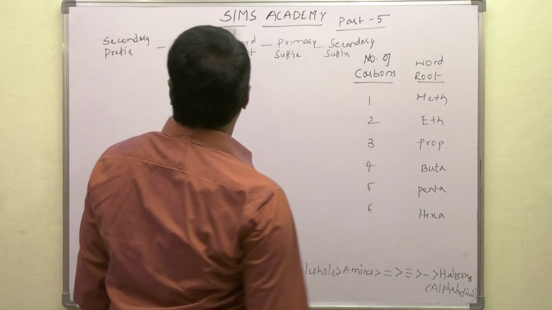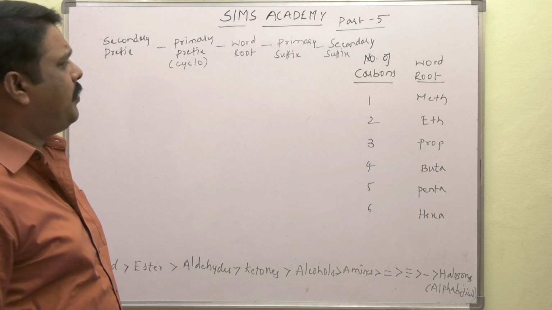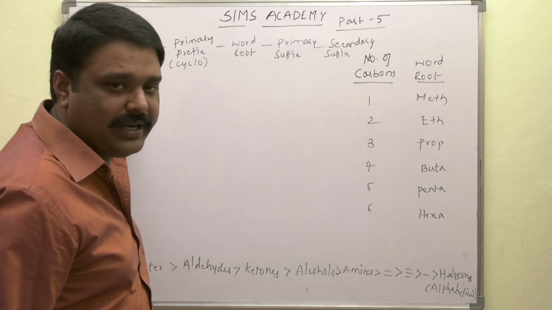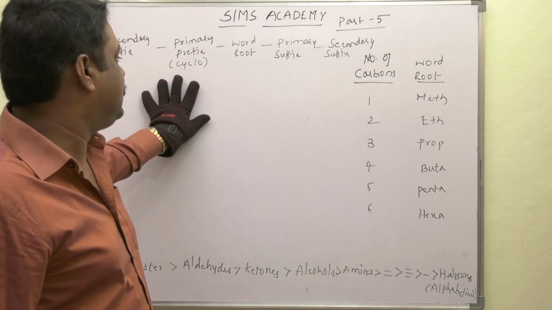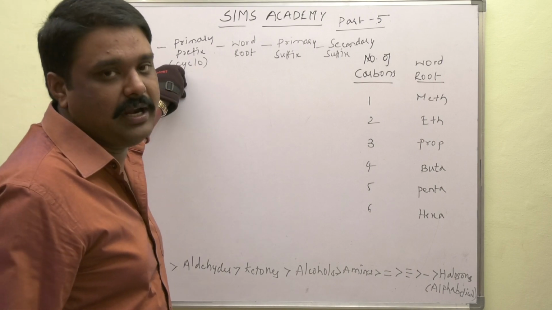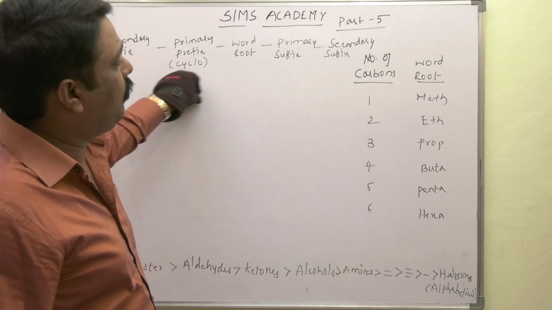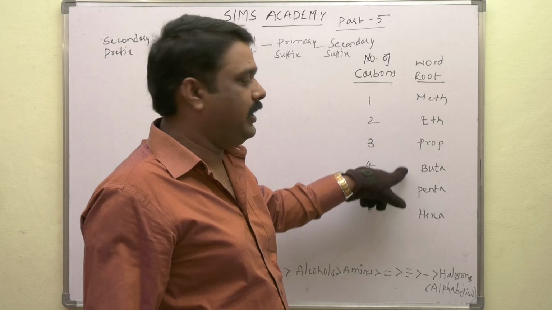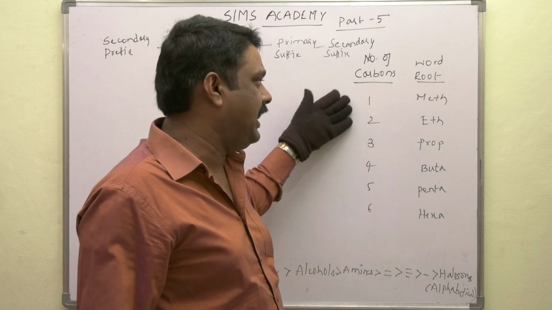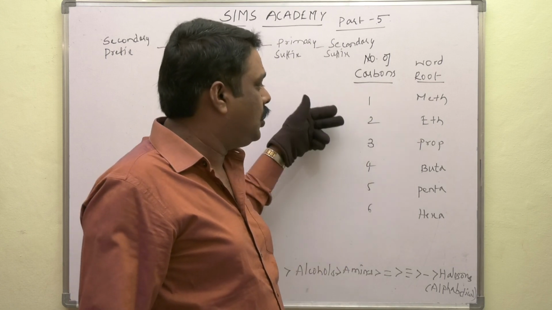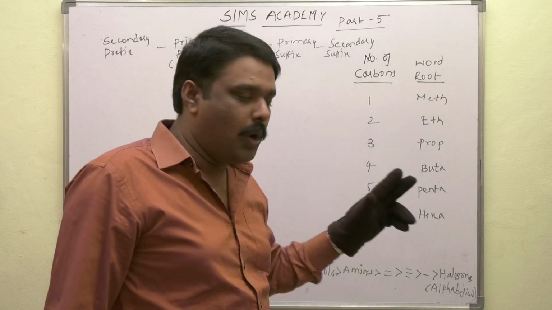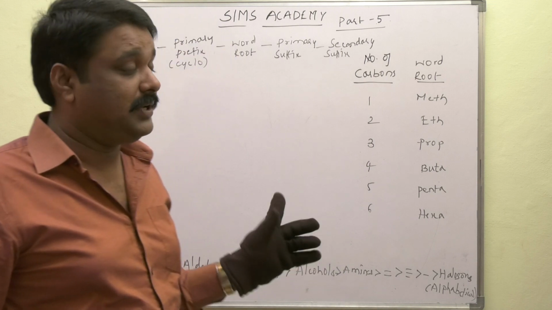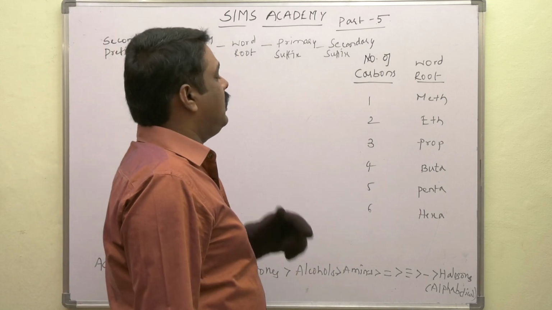Here, how we name an organic compound is being mentioned. Secondary prefix deals with the substituents. Primary prefix comes into action whenever it is a cyclic compound. Word root denotes the number of carbon atoms in the particular organic compound. If we have one carbon atom, we say meth; 2 carbon atoms, eth; 3, prop; 4, but; 5, pent; 6, hex; 7, hept; 8, oct; 9, non; and 10, dec.